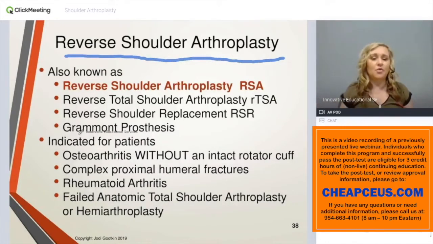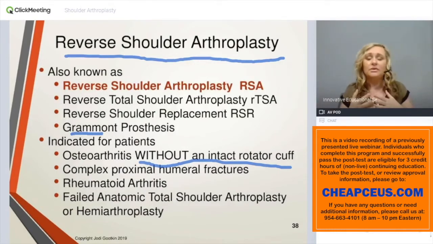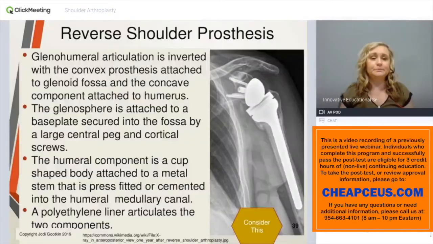This is the reverse shoulder prosthesis. And again, these are patients where they do not have an intact rotator cuff. Maybe they have a very complex proximal humerus fracture where the physician just cannot regain alignment to have a functional rotator cuff, even though there may be muscle integrity, if he can't restore the anatomical alignment. Or it may be a progression from either a shoulder arthroplasty or a hemi where they're going to go with this reverse procedure.